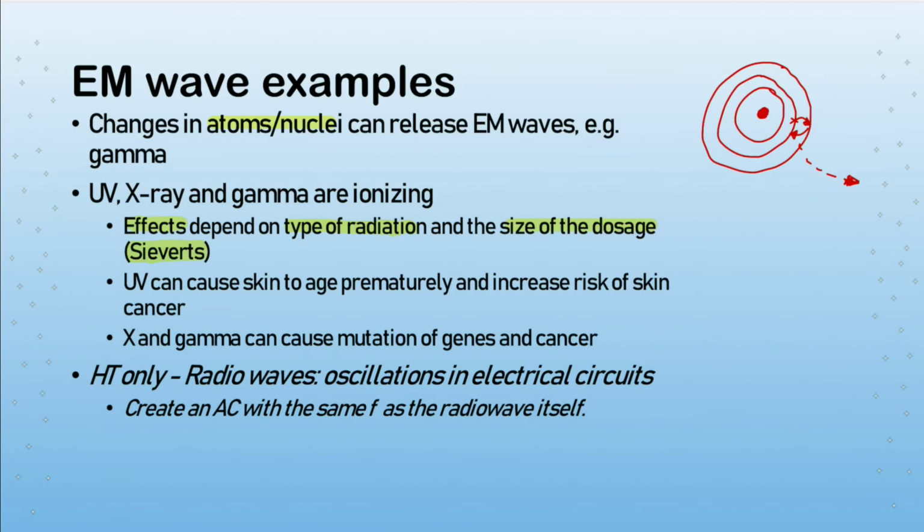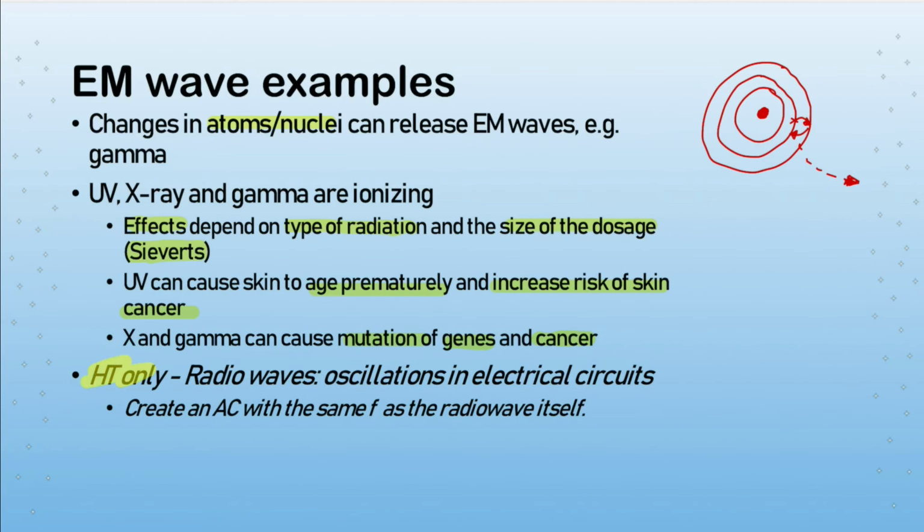Ultraviolet can cause skin to age prematurely. It also increases the risk of skin cancer, and X-ray and gamma rays can cause a mutation of DNA affecting your genes and therefore leading to potentially getting cancer, which is just where the mitosis mechanism in your cells has gone wrong. And that can sometimes spread around your body, but you know a lot about that from biology.